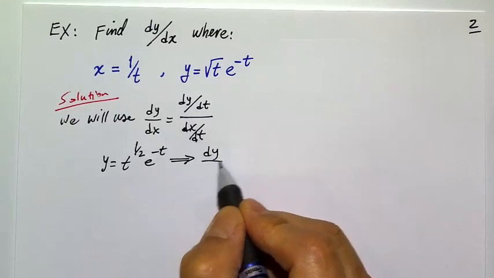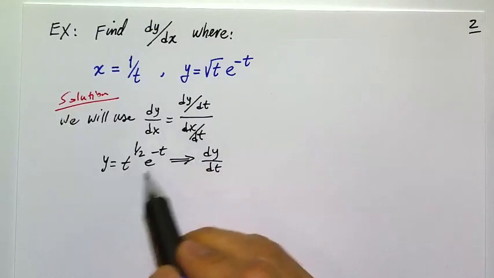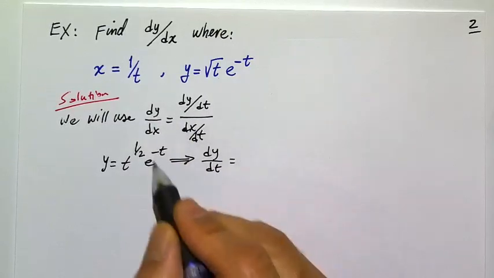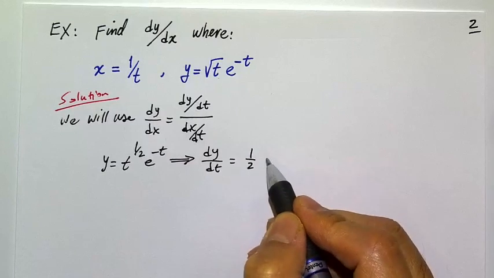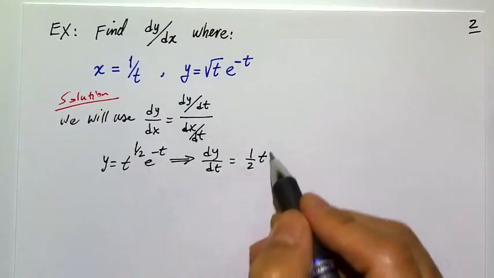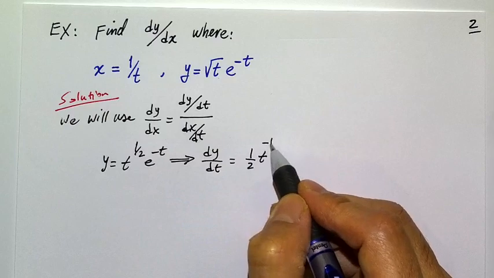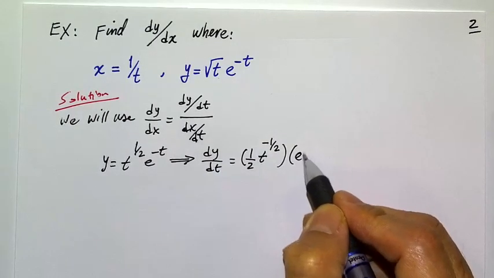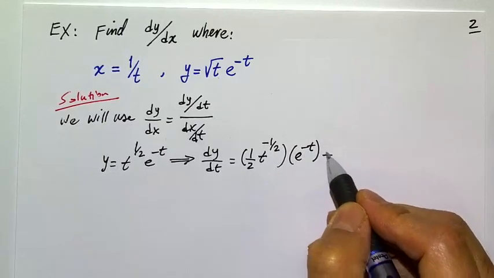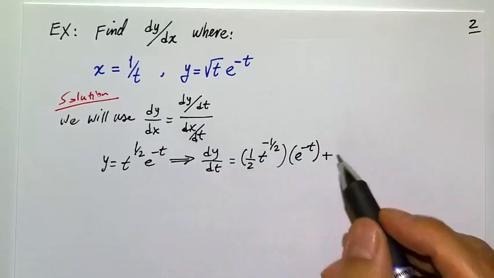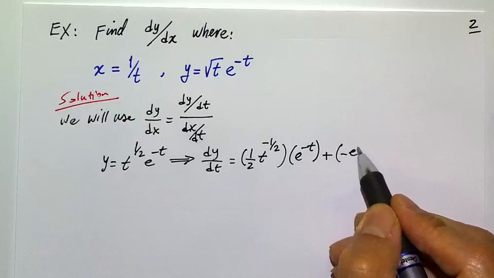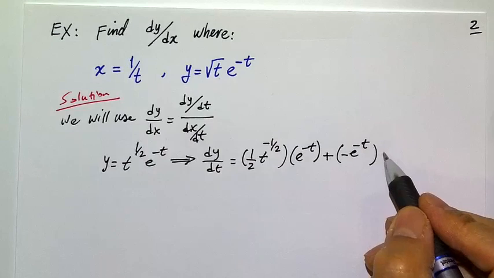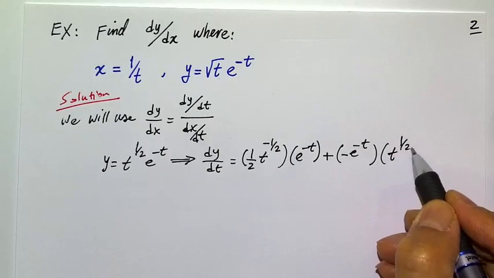And then so now let's take the derivative of this expression, which would be the numerator in this expression. And we have 1/2 times t, reduce the power by 1, so we get minus 1/2 times, of course, e to negative t, and then plus the derivative of the second term, which is minus e to the minus t power, times the term that came before it, so t to the 1/2 power.